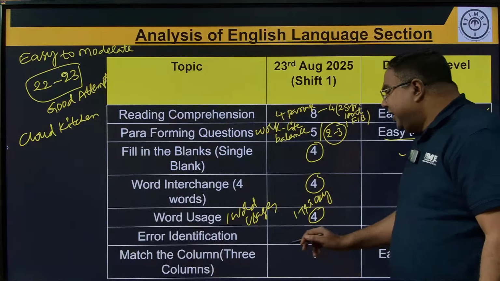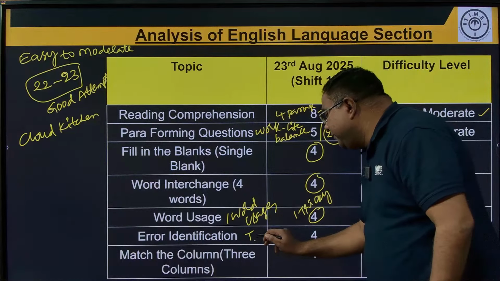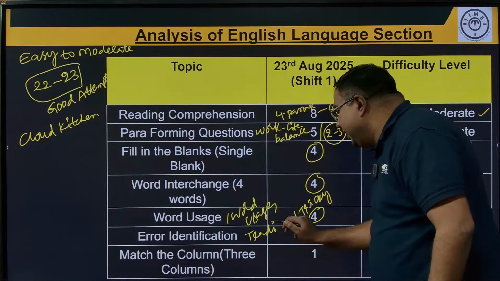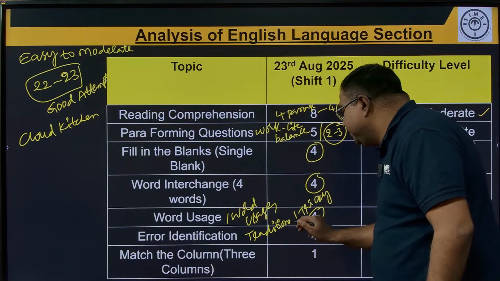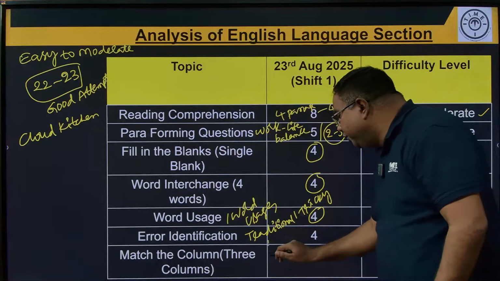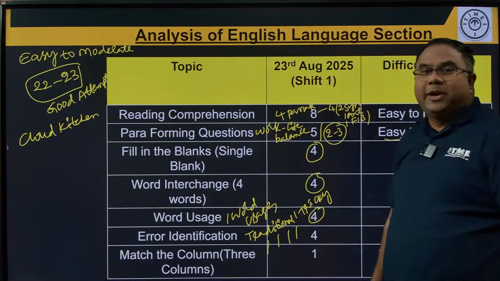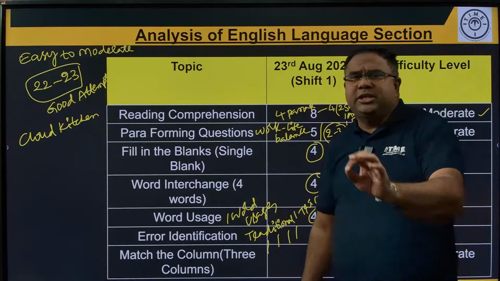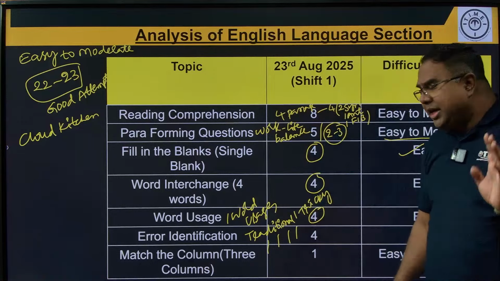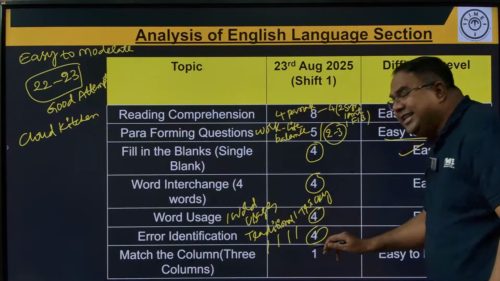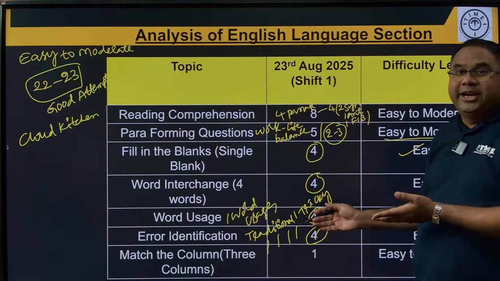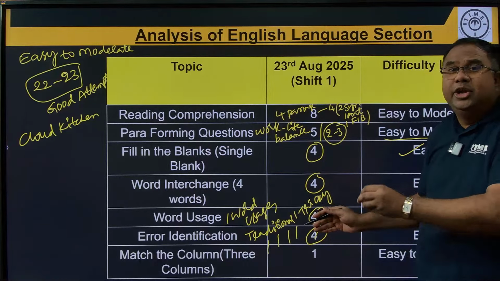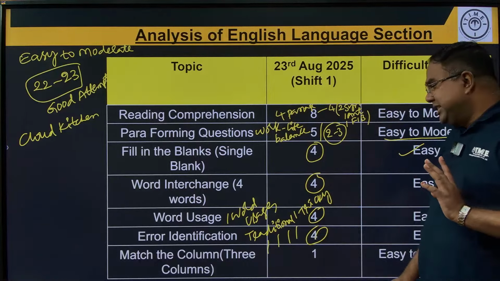Then error identification, it is a traditional model. The sentence is divided into 4 parts. The last part contains no error. Single error questions, you should be able to do them comfortably. These questions are very easy, and you have been getting them for ages, nothing new here. You should be able to do these questions easily.